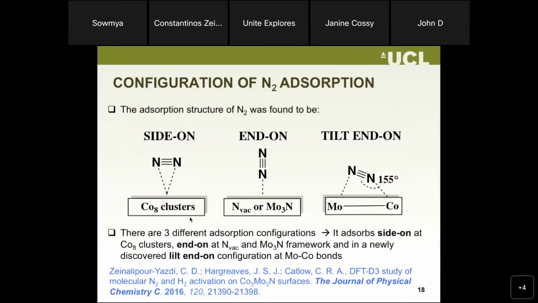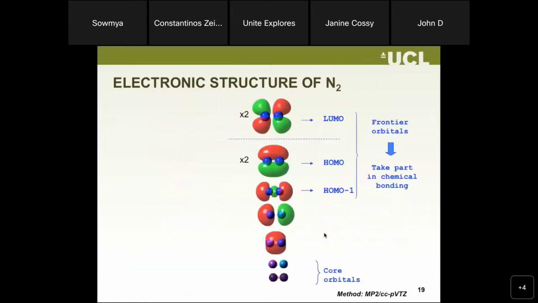So in these studies of the adsorption of nitrogen on the cobalt molybdenum nitride surface, we found another new type of adsorbed nitrogen, the tilt end-on adsorbed nitrogen, which is this structure here, where it's simultaneously bound to the molybdenum and the cobalt atom. And that was published in the Journal of Physical Chemistry. So we explained this new adsorbed configuration using molecular orbitals, the frontier orbitals.